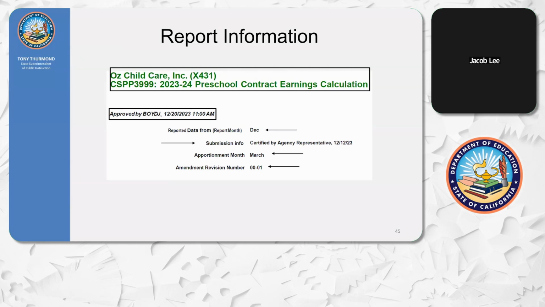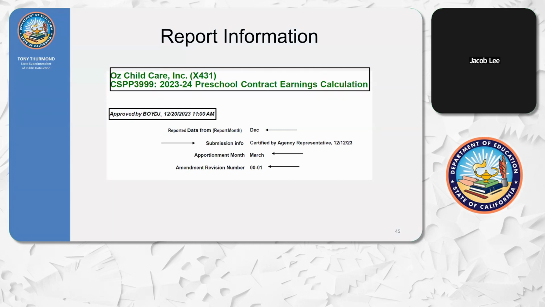So in the next few slides here, we'll go through each section of the calculation. You'll learn as I go through this next section of our presentation that contract earnings calculations are a combination of contract terms, data from the enrollment, attendance, and fiscal reports, and system calculations. At the top of the contract earnings calculation screen, the contractor name and the contractor number will be present.